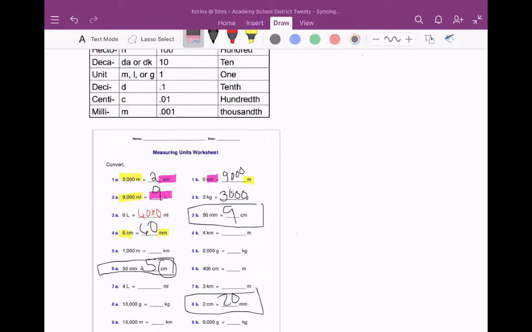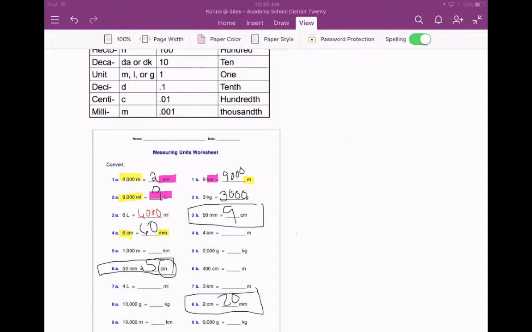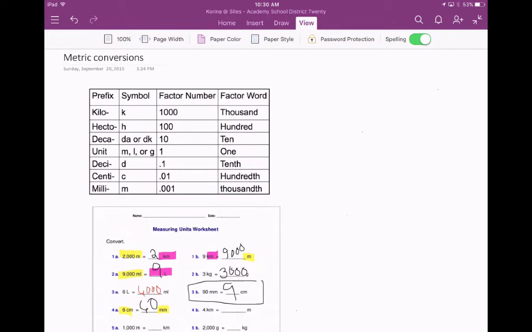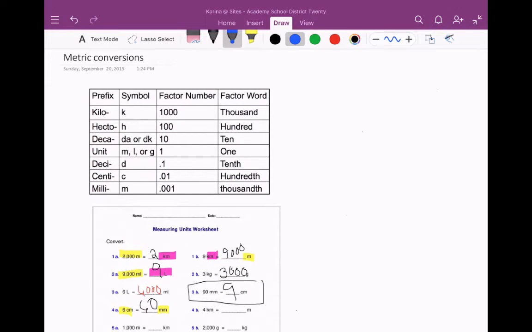The next way that I'm going to show you how to do these problems is a quicker way, but it does not bode as well for chemistry and complicated math. If we look at our prefix chart, we can put these in order. K, H, D, and then for the unit, I call them standards, so I put S, D, C, M.